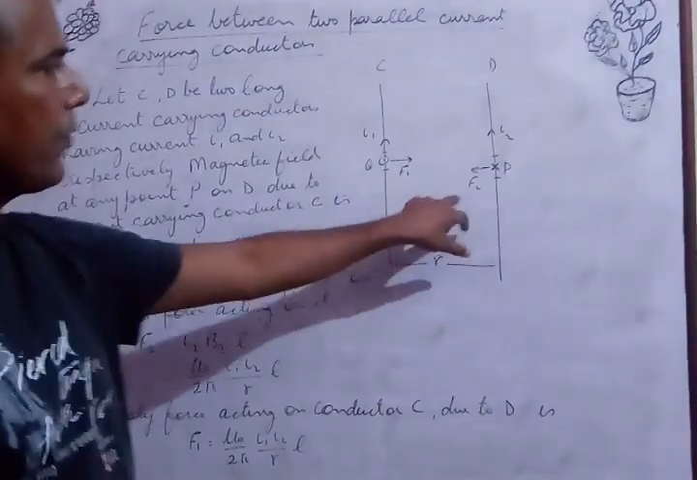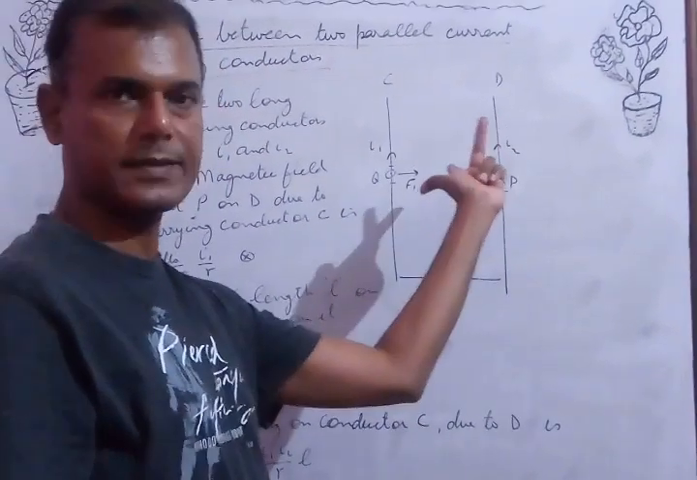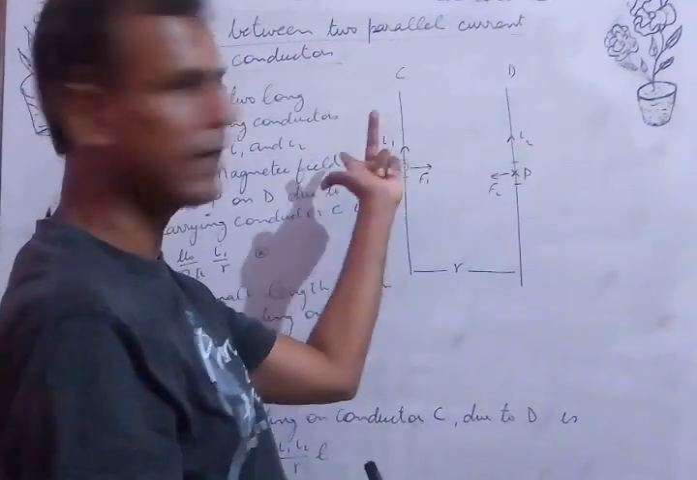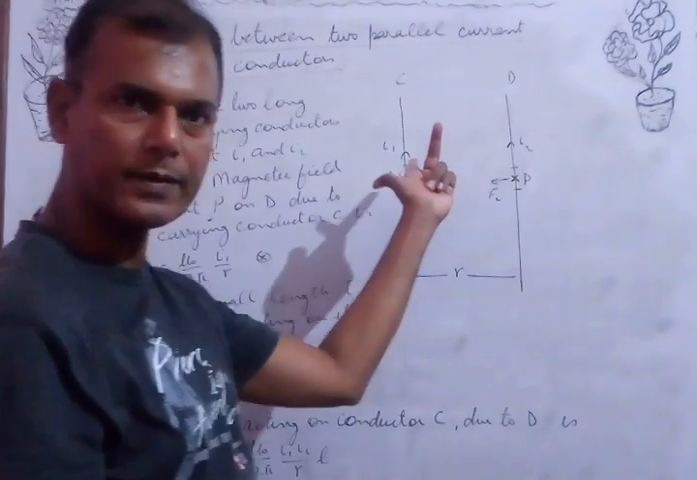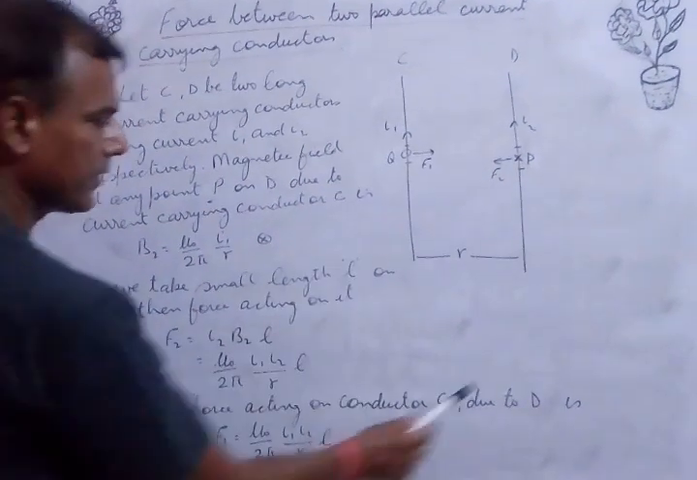Let us see the direction of force. The magnetic field is inward and the current is upward. The direction of force is towards wire C.